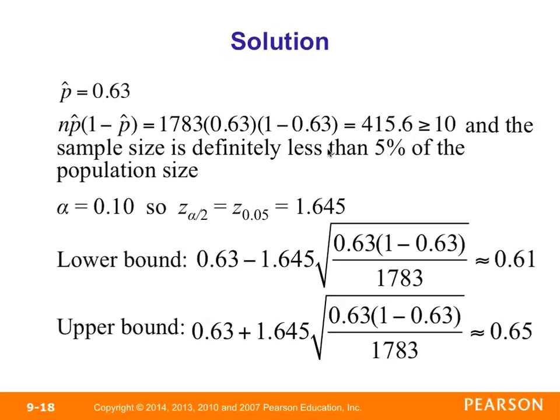And then the sample size has to be less than 5% of the population. We're talking about all registered voters in the US, so our sample size of 1,783 is definitely less than 5% of our population size, so that's not an issue either.